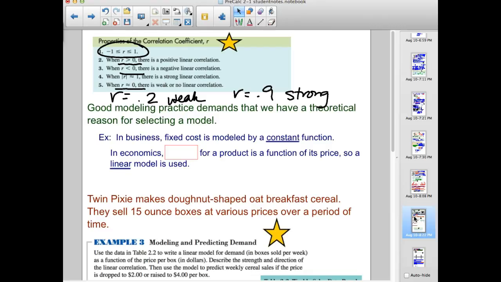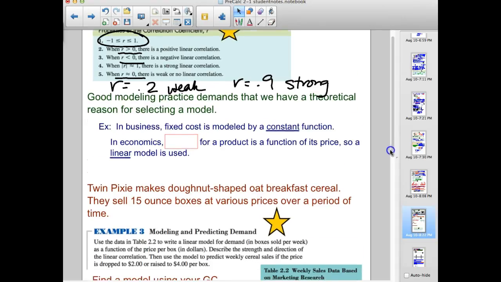All right, it says good modeling practice demands that we have a theoretical reason for selecting a model. If I say come up with a regression equation, you have to know why am I picking a linear one, or why am I picking a quadratic one? What in the problem is telling me that's the type of function I want to use?